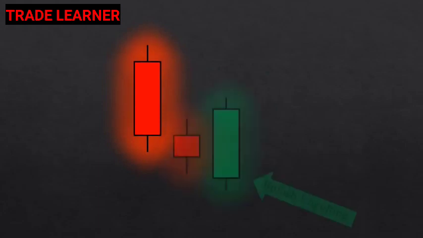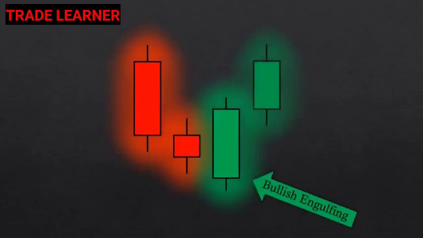A bullish engulfing pattern appears when price is going down, and then a bullish candle large enough to engulf the previous bearish candle appears, therefore signaling a reversal to the upside. Notice that this pattern necessarily needs two candles because the whole pattern is based on the fact that the second candle engulfs the first one.